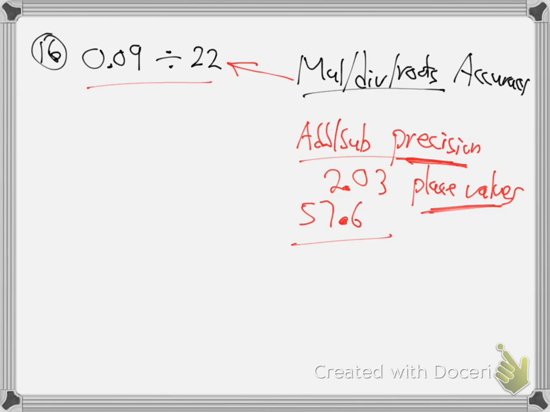So this is dividing. Just use your calculator. I would simply hit the buttons on my calculator. But then you have to round it. On my calculator, I'm getting 0.0040909, and so on. That's more digits than I need. Now we have to round it to the correct accuracy.